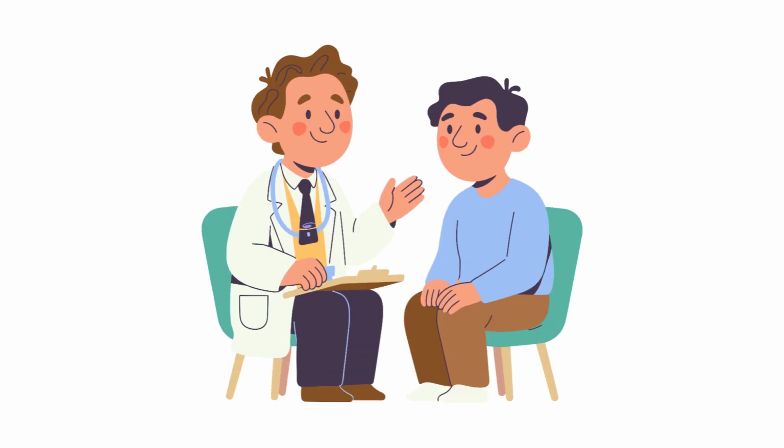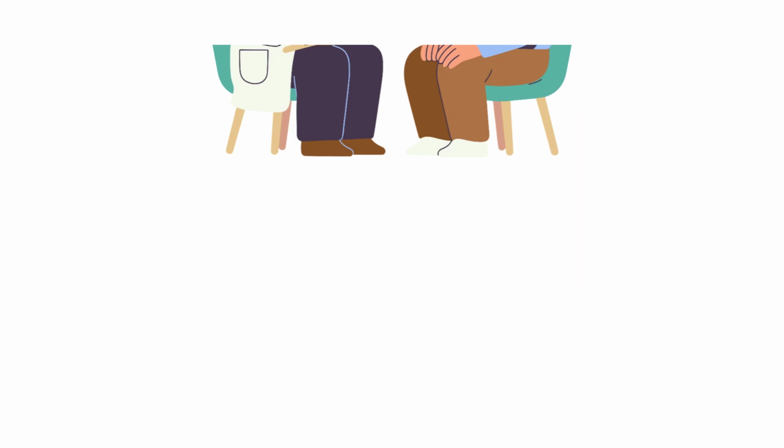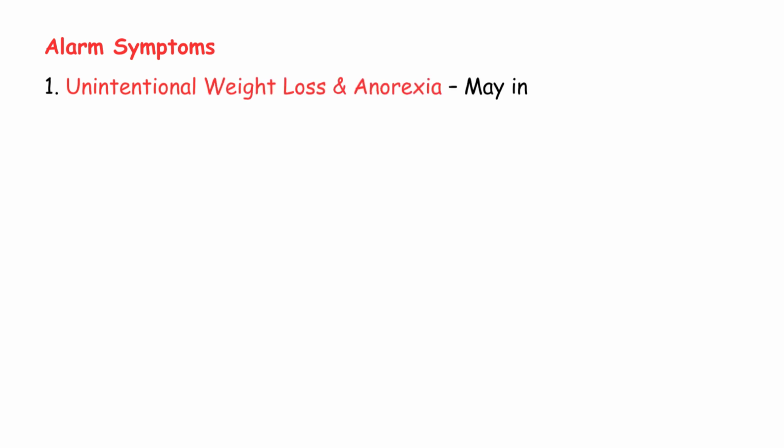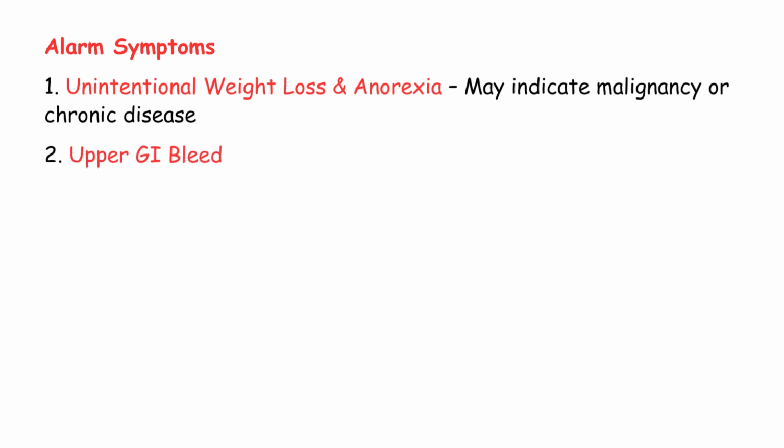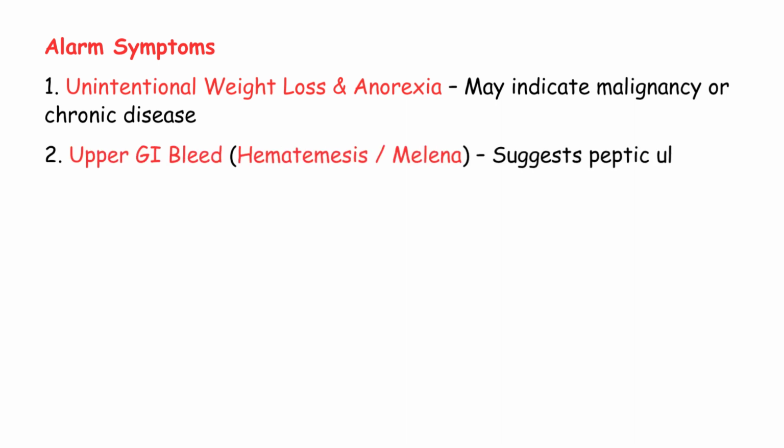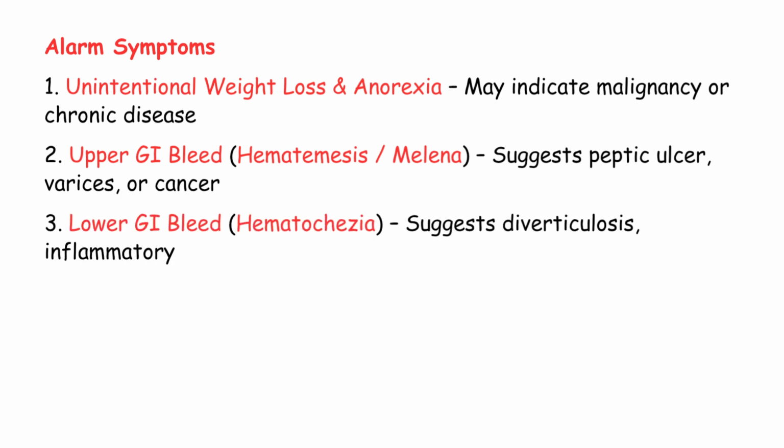While common GI symptoms can often be managed conservatively, certain alarm symptoms indicate a need for urgent intervention. Unintentional weight loss and anorexia may suggest malignancy or chronic infection. Upper GI bleeding, which manifests as hematemesis or melena, is a medical emergency that could indicate peptic ulcer disease, esophageal varices, or gastric malignancies. Lower GI bleeding, presenting as hematochezia, may be due to diverticulosis, inflammatory bowel disease, or colorectal cancer.